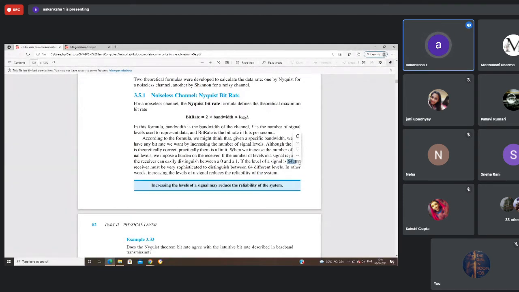There is a limit, because if I am sending 0 to 63 volts and I am having 64 signal levels, I'll need to have hardware, the sender and the receiver, which can have those voltage levels. So my sender should be able to encode or send my signal in those voltage levels separately, and my receiver should also be tuned to the same voltage levels.